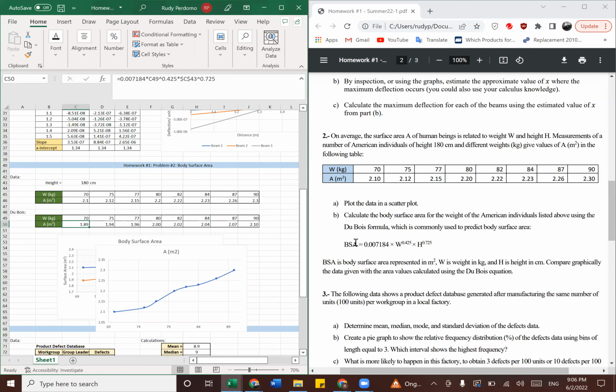So for the body surface area, you're given 0.007184 times, let me just rewrite it. So this is equal to 0.007184 times the weight. So the weight is this one, to the 0.425 times the height. So this is the height to the 0.725. And you should get that.